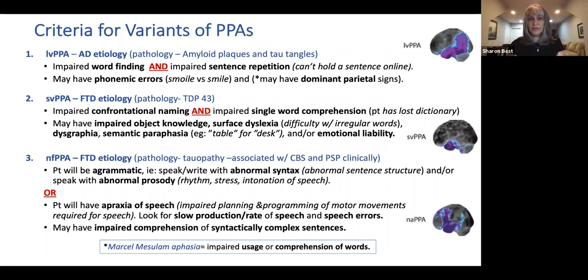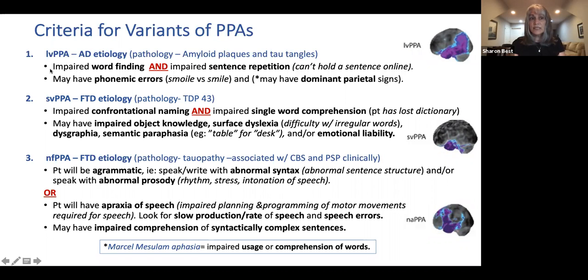Now, the criteria for the variants. I first want to point out to you that the logopenic is very often, but not always, driven by an Alzheimer's disease etiology. In other words, the underlying proteinopathy is amyloid plaques and tau tangles in the brain. Whereas semantic and non-fluent agrammatic are both more frontotemporal dementias. With semantic PPA, the most often, but not always, proteinopathy is TDP-43. Whereas with the non-fluent agrammatic PPA, we have different types of tauopathy that occur most often.